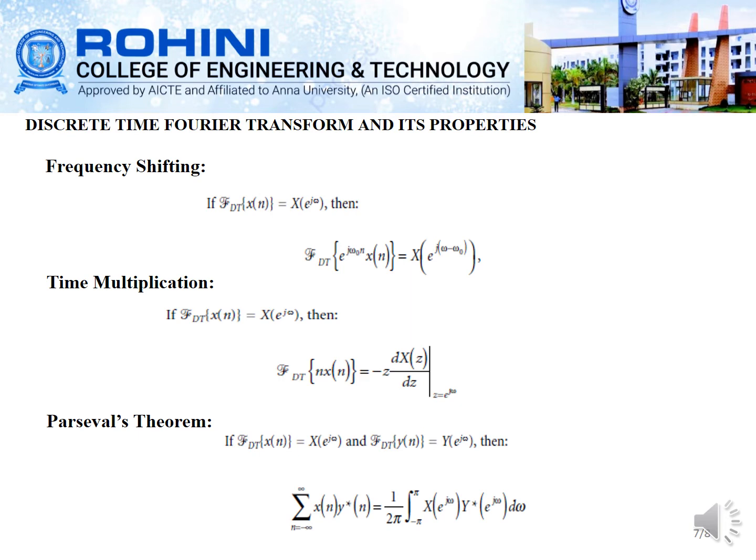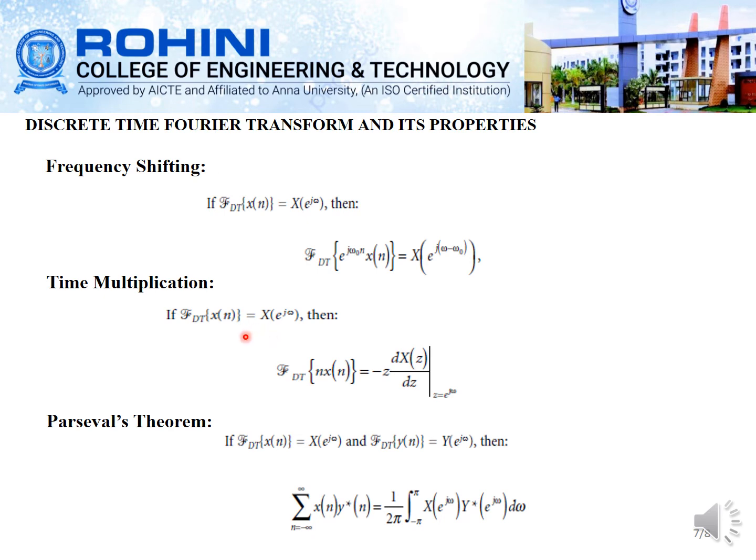Next one is frequency shifting. If the Fourier transform of x of n is X of e power j omega, then the discrete time Fourier transform of e power j omega naught n into x of n can be written as X of e power j omega minus omega naught.